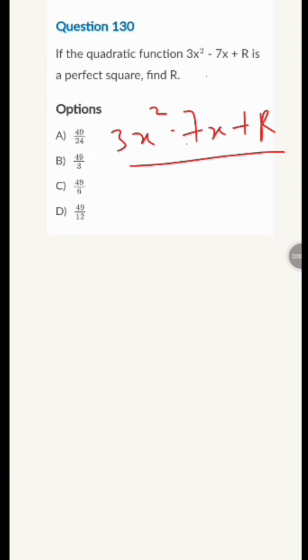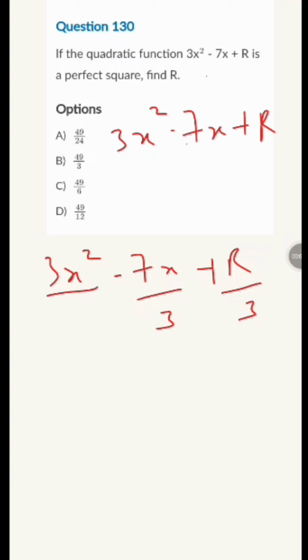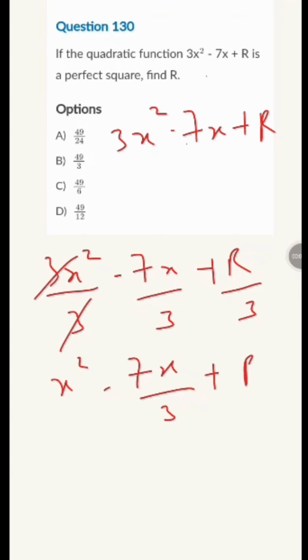The first thing to do is to divide all through by 3. All through by 3 first. Just like that. If you do that, this 3 cancels out. I'm going to get x squared minus 7x over 3 plus r.